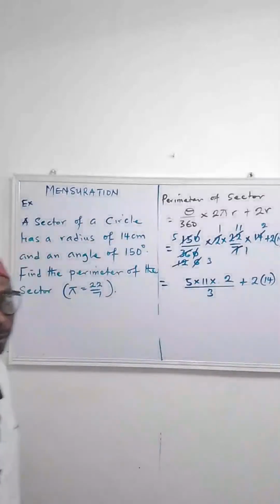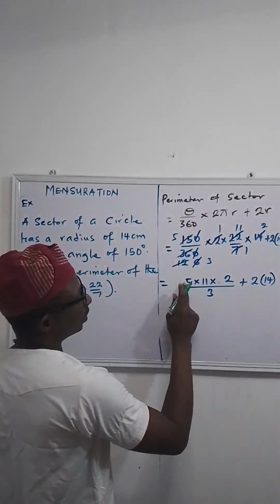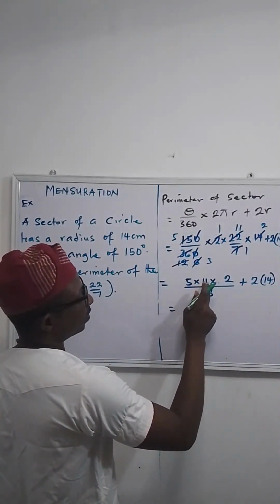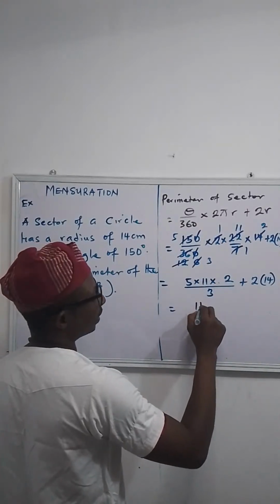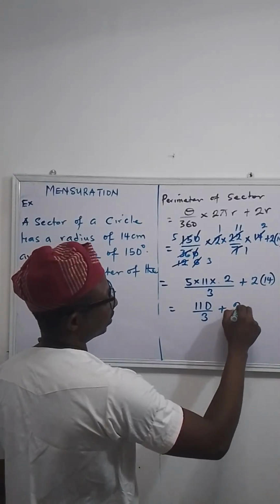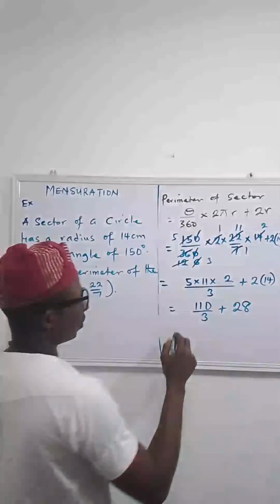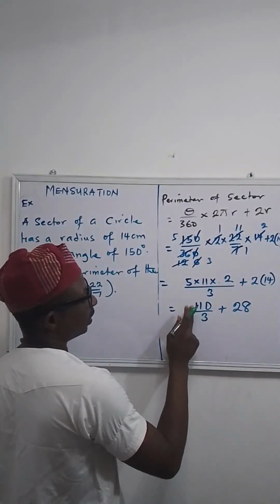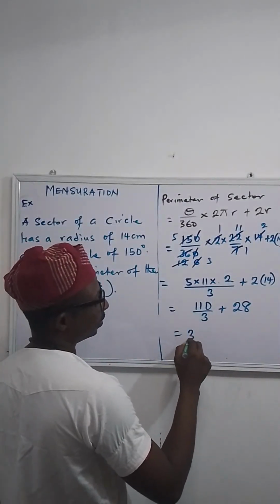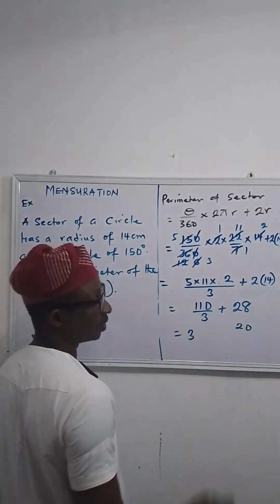Can you see that now? Okay, so now let's multiply. Now, when you multiply this 5 times 11 times 2, you have 110 over 3 plus 28. All right, so now this gives us what? Now 3 goes in 11 is 3. Okay, it remains 2. We put that 2 at the back of this 0.